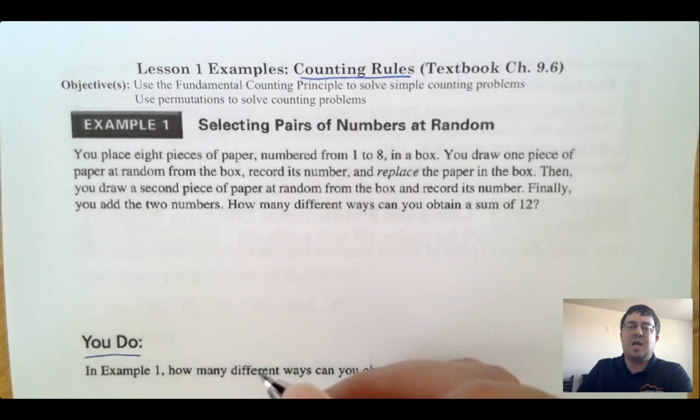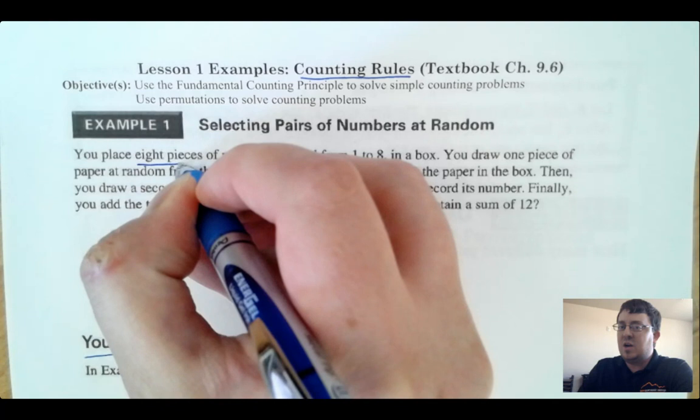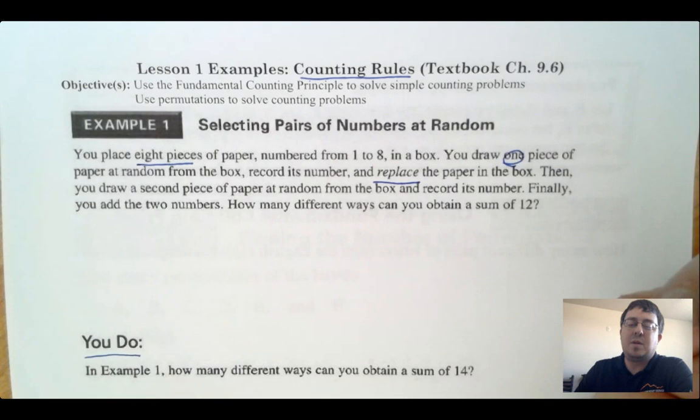So example one from your textbook on probability and statistics, we're looking at counting rules. So looking at picking 8 pieces of paper, and they're numbered 1 through 8, and they're put into a box. We're going to draw one at random, record its number, and then we're going to put it back in the box. We're going to replace it, so we have the ability to draw that number again.